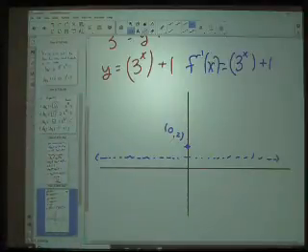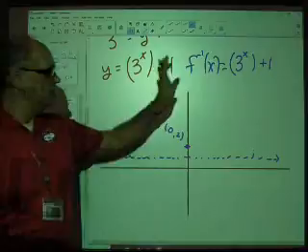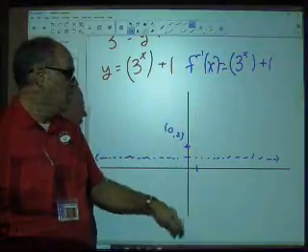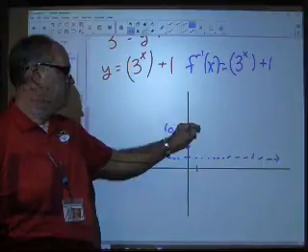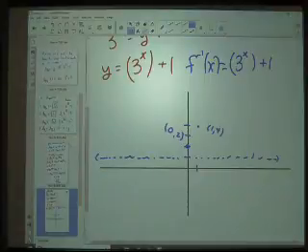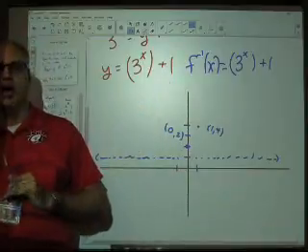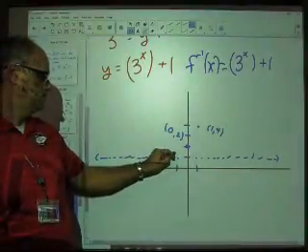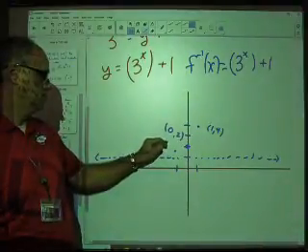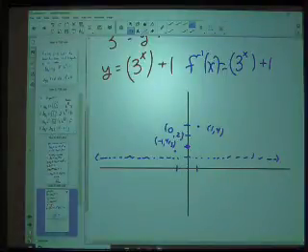So when I plug into my exponential function x being 0, I get a y number of 2. Is that correct? Okay. When I plug into this inverse function x being 1, I get y to be 4. And when I plug into this exponential function x being negative 1, I get y being 4/3. Is that correct? Do you agree with that? Do you understand how I got all those numbers?